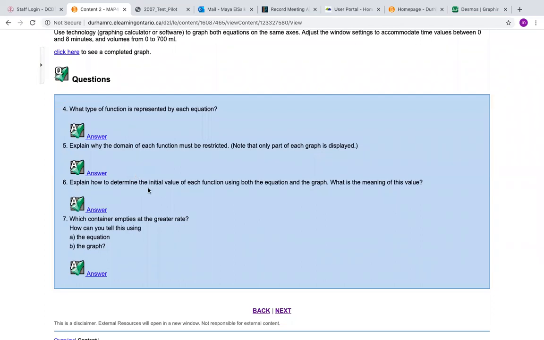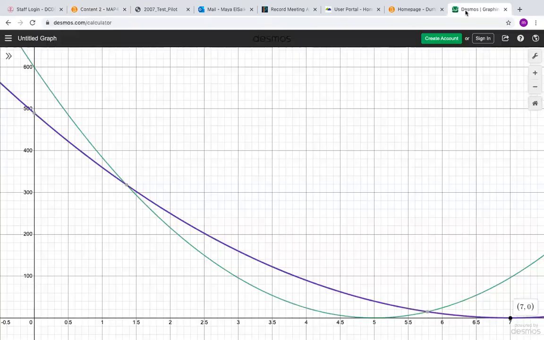So how do you determine the initial value of each function using both the equation and the graph? To use the graph, right, the initial is right here. Okay, so this is where the y-intercept is. That's your initial value. So it's 600 for the first one, it's 490 for the second graph.